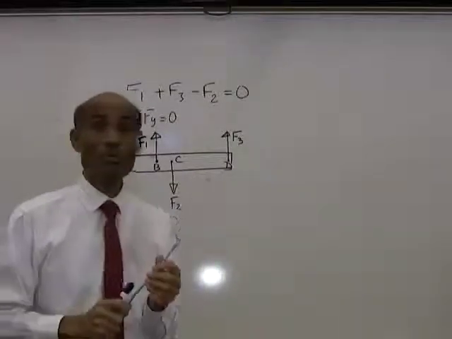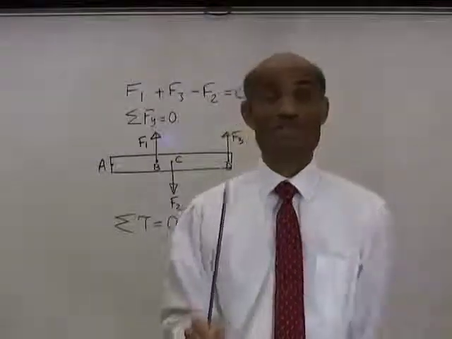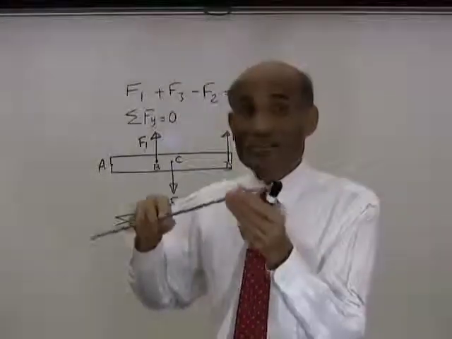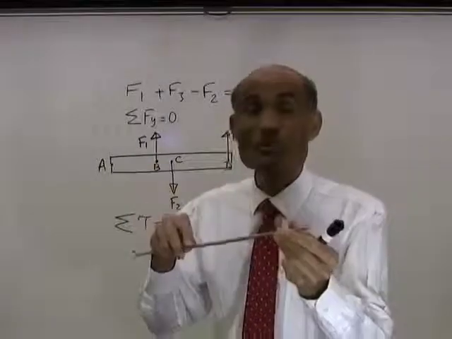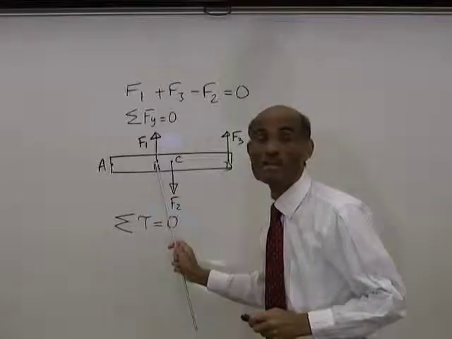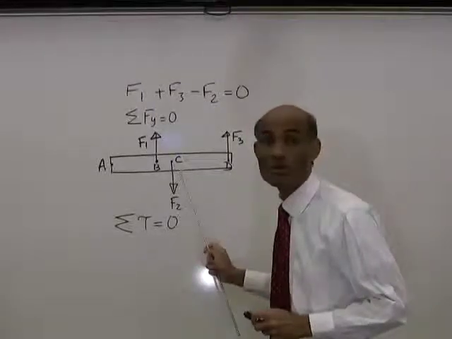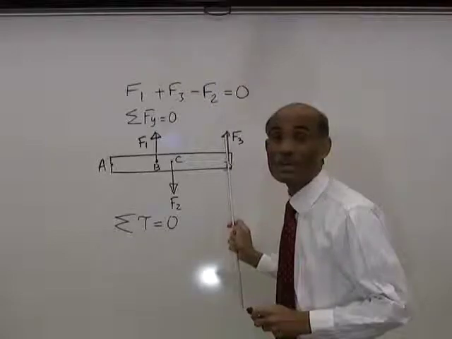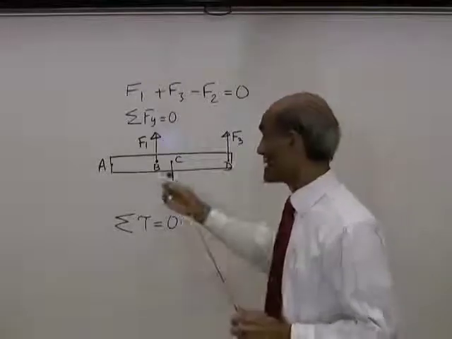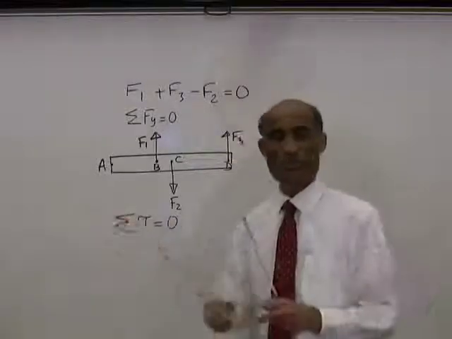So, a very important situation. If a force passes through a point, then the torque of that force about an axis that passes through the same point is 0. It means the torque of F1 about B is 0. The torque of F2 about C is 0. And the torque of F3 about D is 0. Okay? So, we can now take the torque of all these forces about any point.